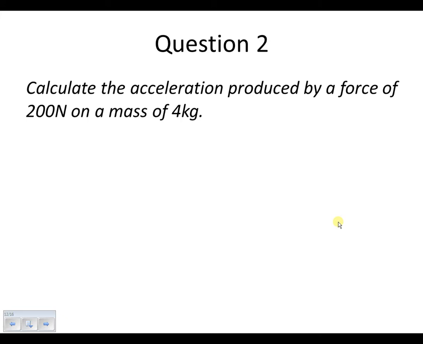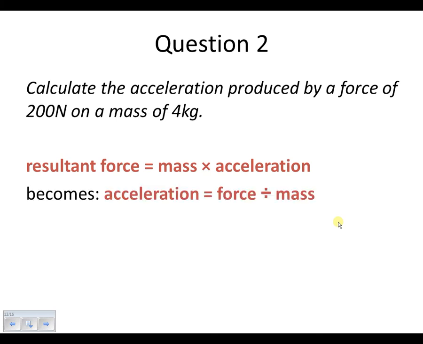Calculate the acceleration produced by a force of 200 newtons on a mass of 4 kilograms. You are looking for acceleration. You need to make acceleration the subject of that equation. So resultant force is equal to mass times acceleration. That means acceleration is equal to force divided by mass.